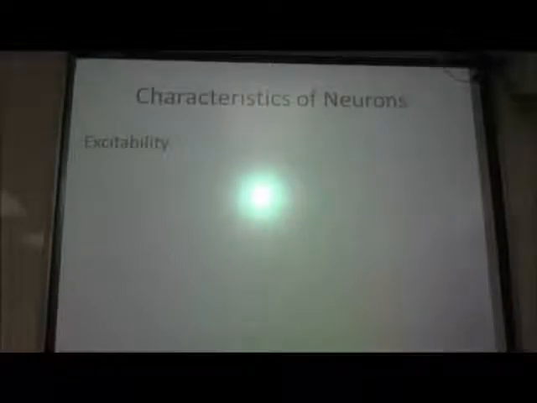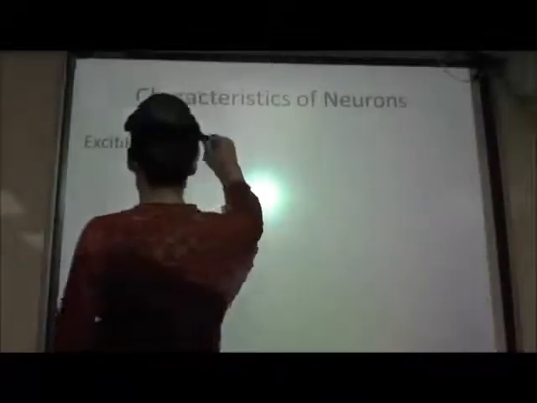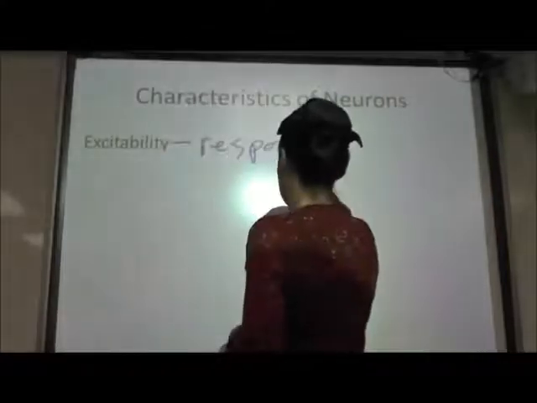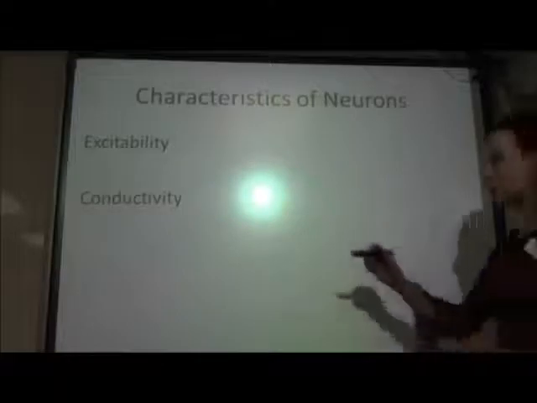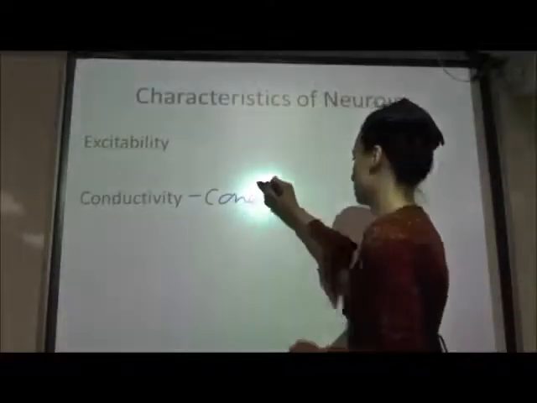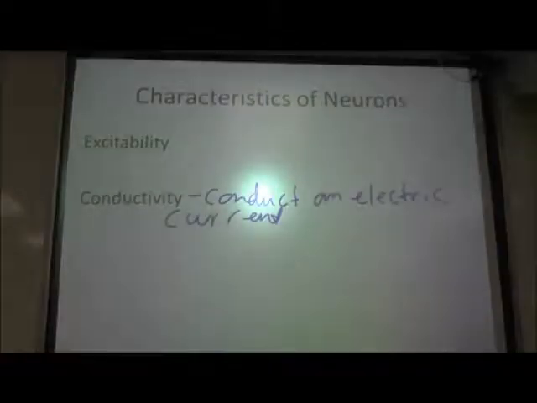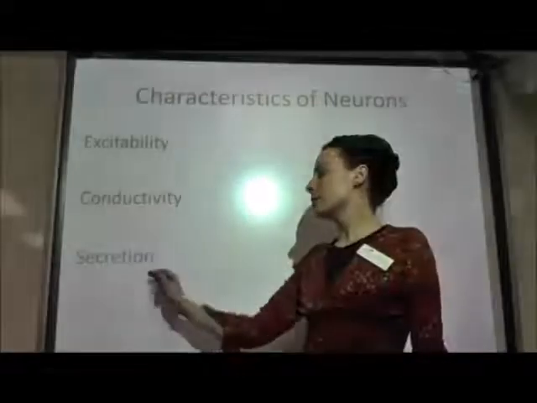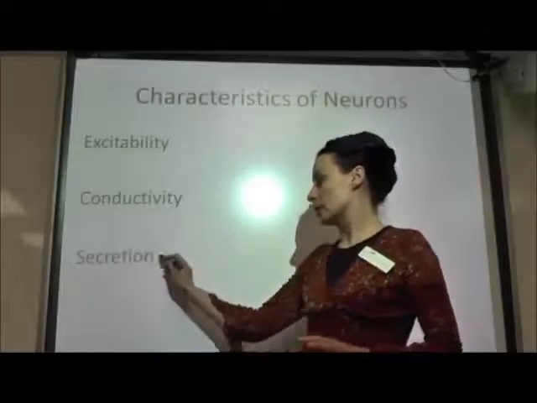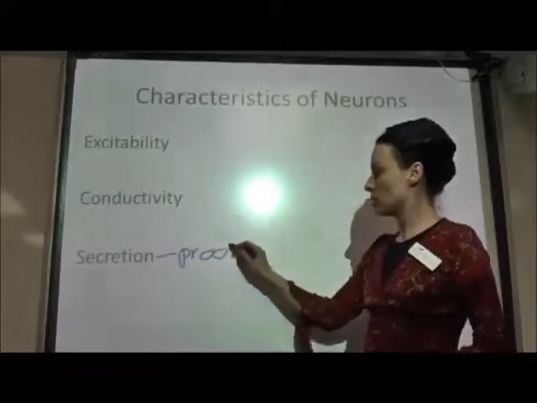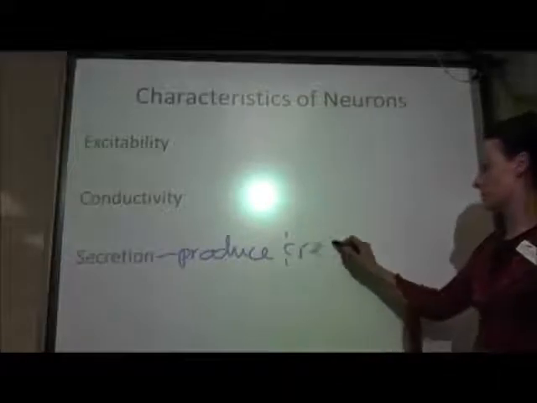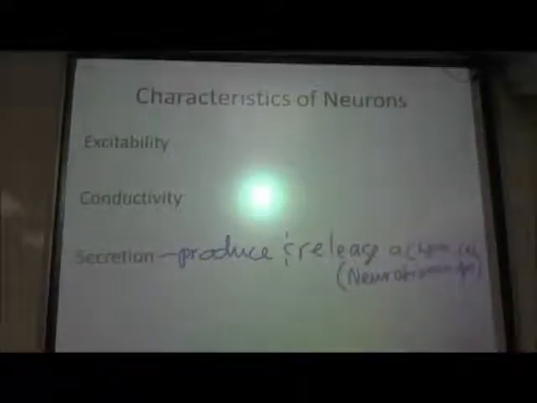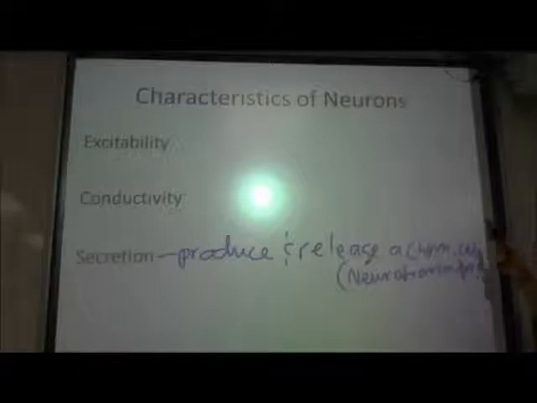And the first, like muscle cells, they're excitable, which means they can respond to a stimulus. The next characteristic of neurons, like muscle cells, is they are conductive, so they can conduct an electric current. The third characteristic of neurons is that they produce and release a secretion, and in this case, it's going to be a chemical neurotransmitter. So neurons are also secretory. They secrete, which means they produce and release a chemical. In this case, it's a neurotransmitter.